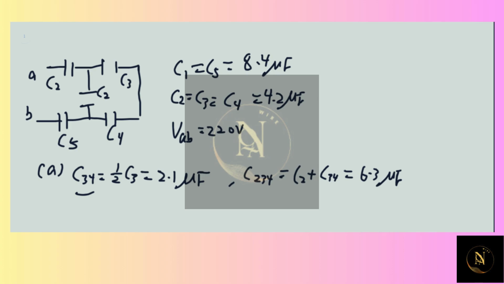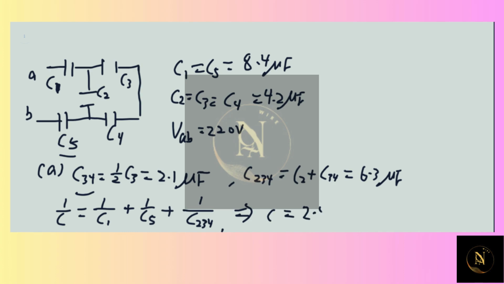And then C234 is in series with C1 and C5, right? So the total equivalent capacitance of this network connection is 1 over C equals 1 over C1 plus 1 over C5 plus 1 over C234, right? And you can obtain that C equals 2.52 microfarads, all right?